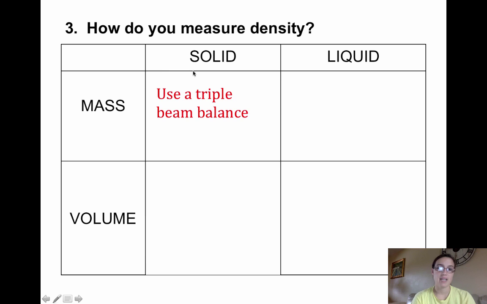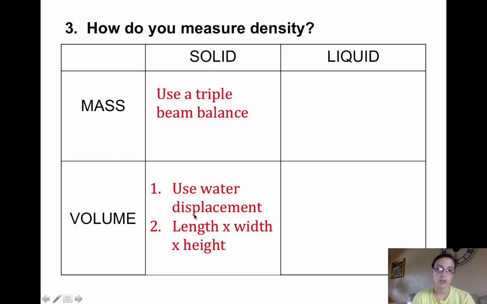So to find the mass of a solid, we just use a triple beam balance, right? You just take the solid over to a triple beam balance and read the mass. To find the volume of a solid, you can do it one of two ways. The first way, if it's irregular, so it's not in a regular shape, it might be shaped differently, have some chips in it, cracks in it, we would use water displacement.